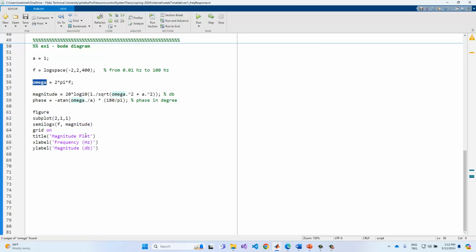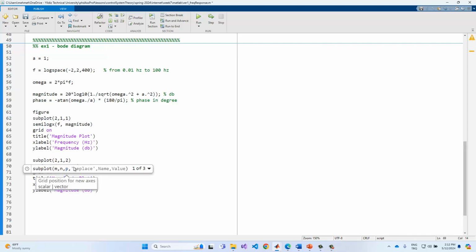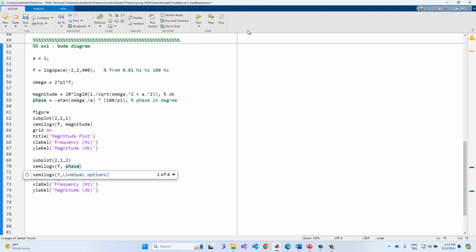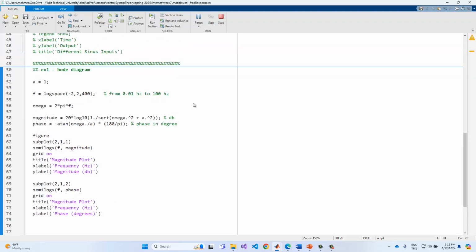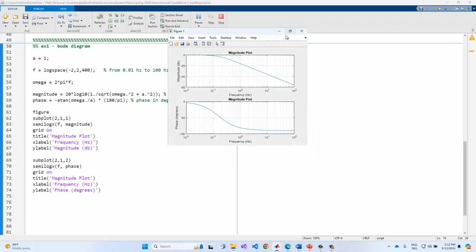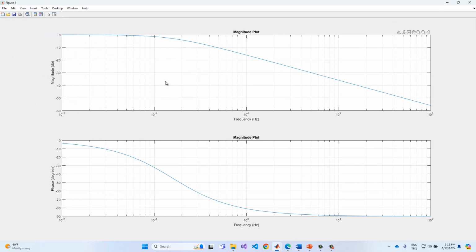The omega versus magnitude. Okay, and also we need to give the what? The f and phase. Okay, and is this phase given in the what? In degrees. And so if I run this code, we will have this kind of information. This grid comes from the what? This grid comes from the semilog x.